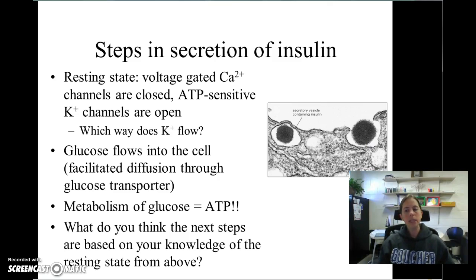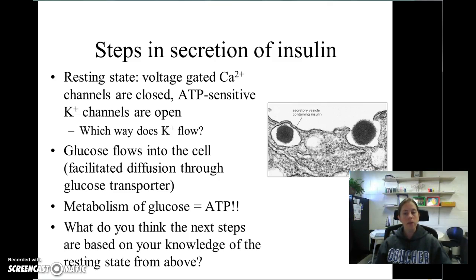So the resting state of a beta cell is that you have voltage-gated calcium channels that are closed and ATP-sensitive potassium channels that are open. So based on what you know about ion balance at the cell membrane, if ATP-sensitive potassium channels are open, which way do you expect potassium to flow? And remember, potassium flow and concentrations are what determine the resting membrane potential of a cell.